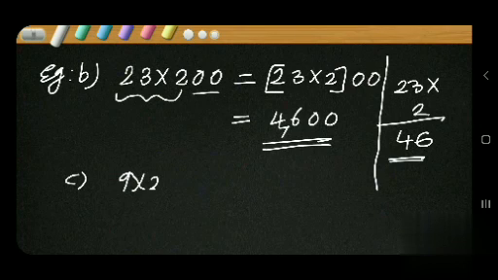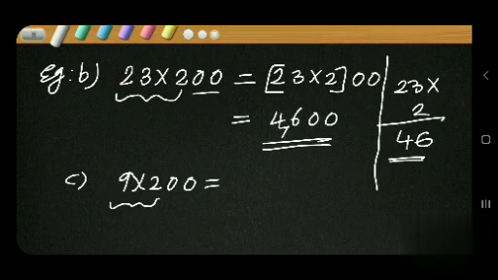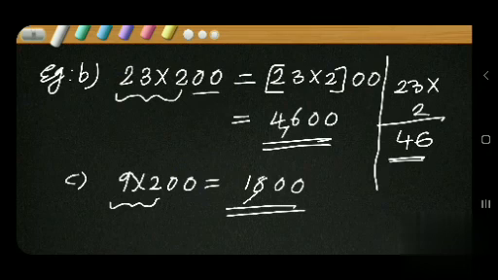9 into 200. How to multiply 9 into 200? Yes, first multiply 9 into 2. That means 9 twos are 18. With 18, how many zeros? 2 zeros, isn't it? In 200, there are 2 zeros. So, with 18, 2 zeros. How to read this number? Ones, tens, hundreds, comma, 1,800. Here, before this 8, comma. How to read this number? 1,800.